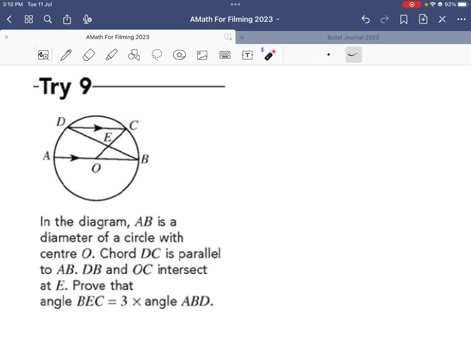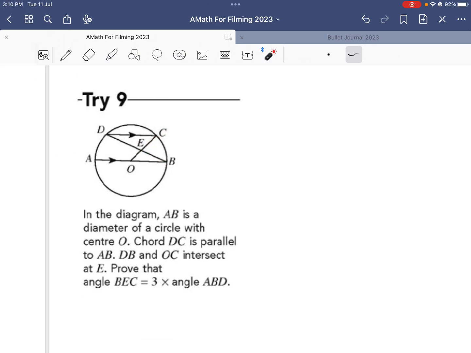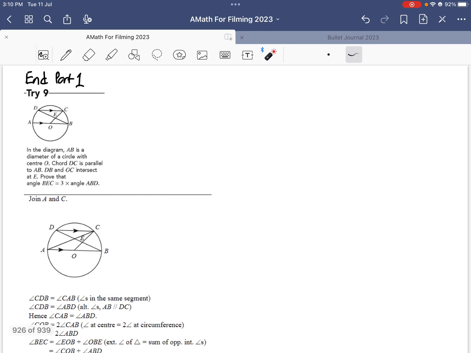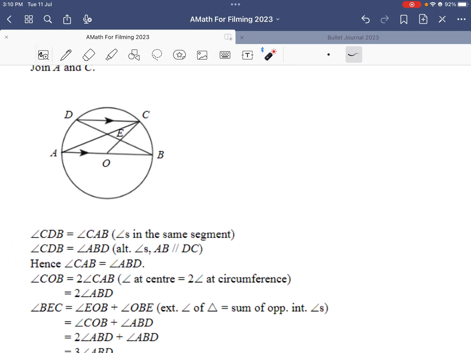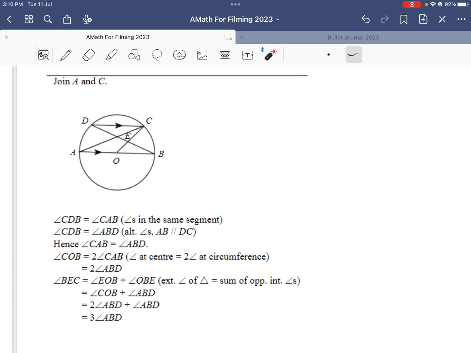Try 9 shows a diagram where AB is a diameter with center O, and the chord DC is parallel to AB. DB and OC will intersect at the point E. Prove that angle BEC is 3 times the angle ABD. This one looks a bit complicated, but let's just do this first.